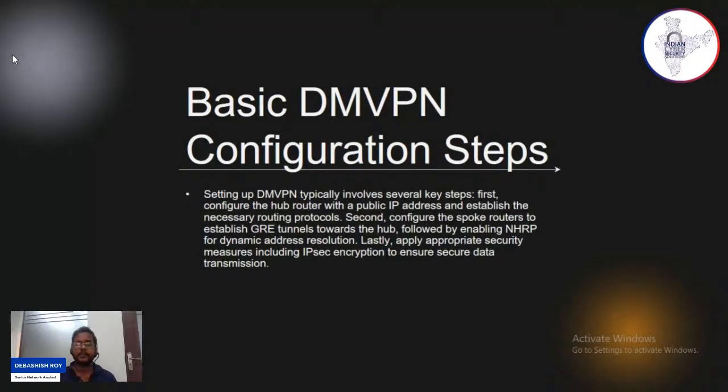Means there are two addresses. One is the NBMA, non-broadcast multiple access, that is the public IP address you are having, say on the serial port, and the other is the tunnel interface IP, that is on the GRE tunnel interface. Second, configure the spoke routers to establish GRE tunnels towards the hub router, followed by enabling NHRP for dynamic address resolution. So what does NHRP do? It dynamically resolves the address between the NBMA and the tunnel. So there are two addresses, and they are resolved mutually. Lastly, apply appropriate security protocols, including IPsec encryption, to ensure secure data transmission.